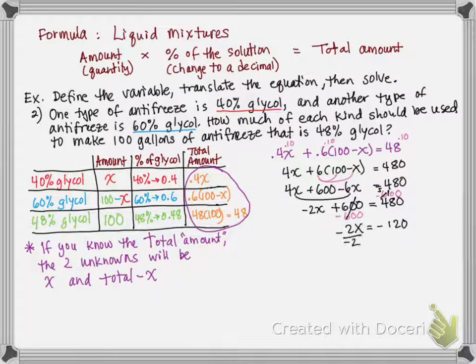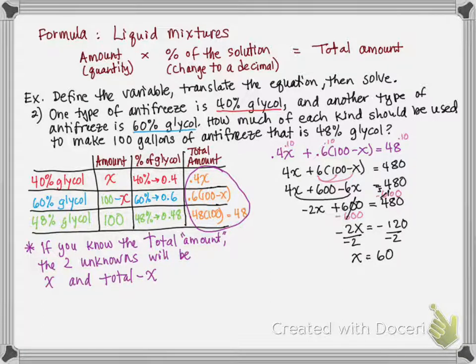Divide both sides by negative 2. So again, if I get a negative answer, I know I've done something wrong. 2 negatives make a positive. 2 goes into 12 6 times evenly, and there's a leftover 0. Okay, now this one's interesting because I need to give 2 parts to my answer because it asked for how much of each kind. So I have to distinguish one from the other.